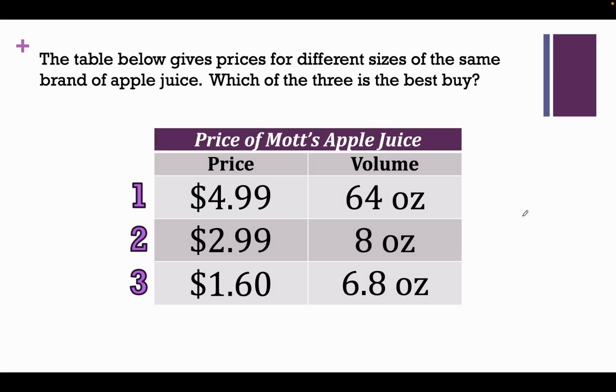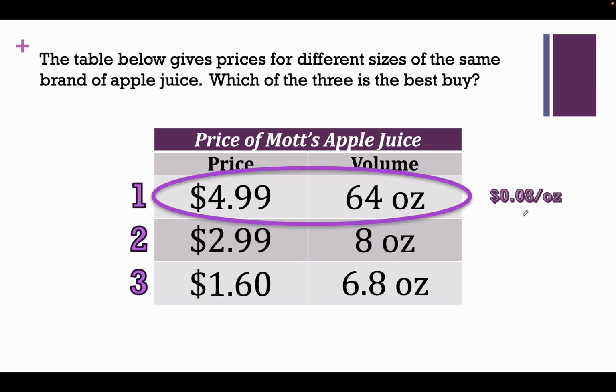Which is the best deal of the apple juice? If you do dollars per ounce, you should see that the first option is the cheapest at about 8 cents per ounce, and that middle one is the worst deal at about 37 cents per ounce.